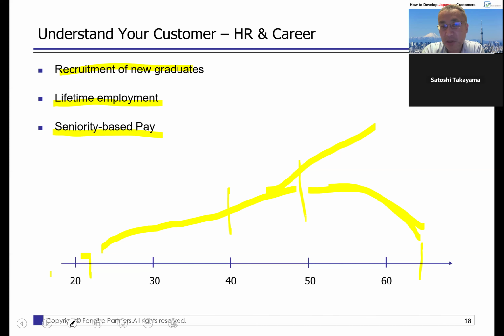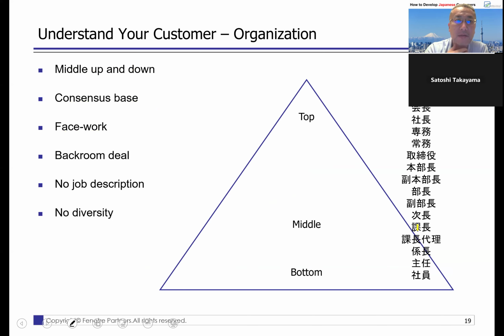And another problem is if someone makes a big failure at the age of 35, he needs to stay in the same organization for the coming 30 years. So that's why it's not easy for many of them to take risks. And this is our organizational culture.